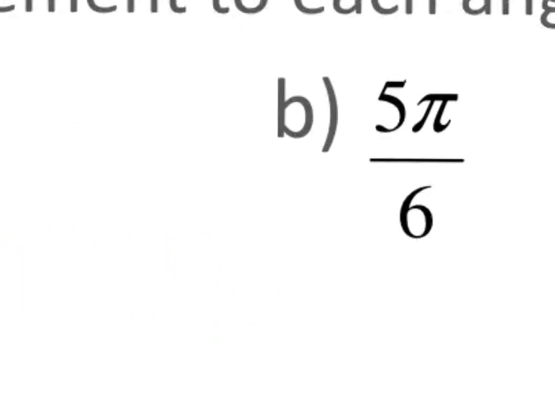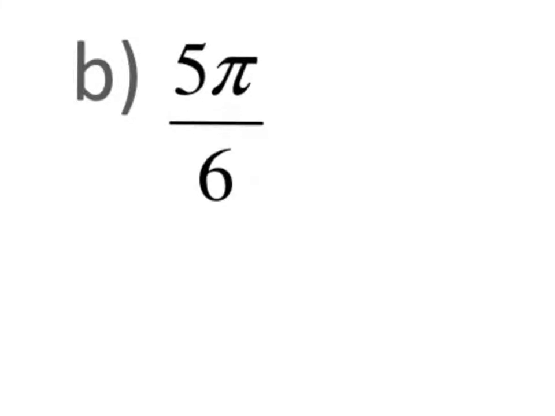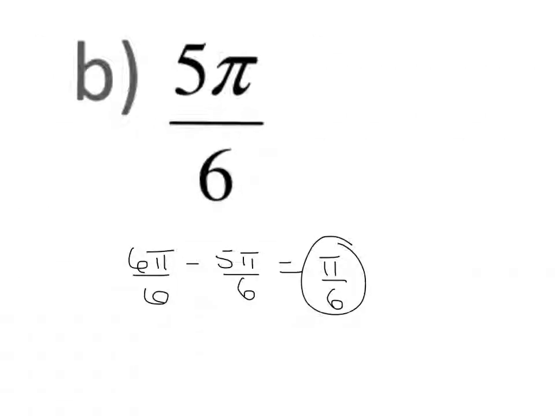Let's take a look at B. 5 over 6, that's greater than a half. So it does not have a complement, it does have a supplement. So I'm going to do the same thing. Subtract it from pi. Common denominator would make it 6 over 6, and your answer is pi over 6.